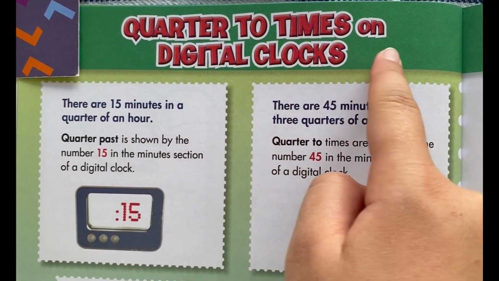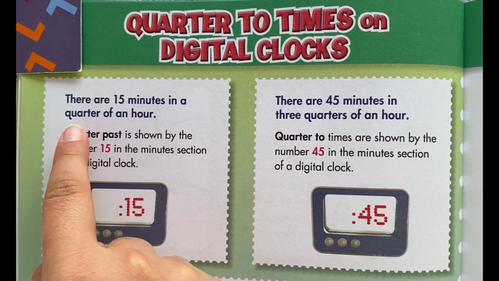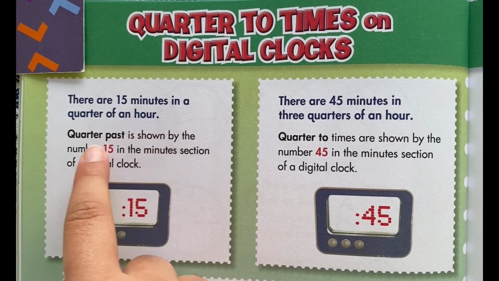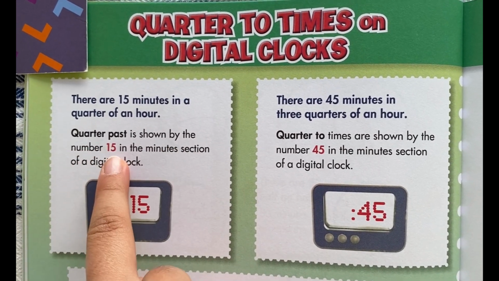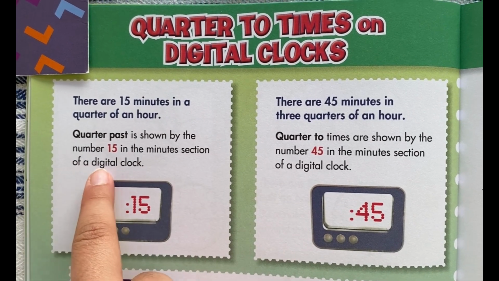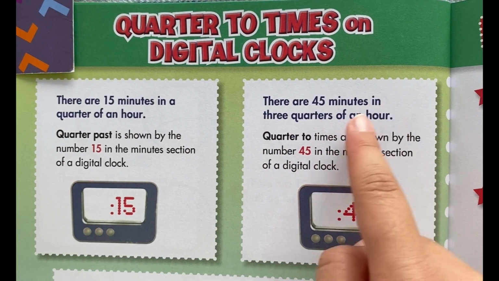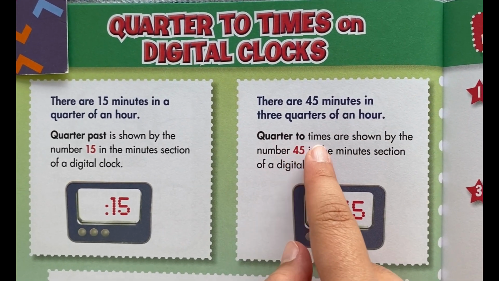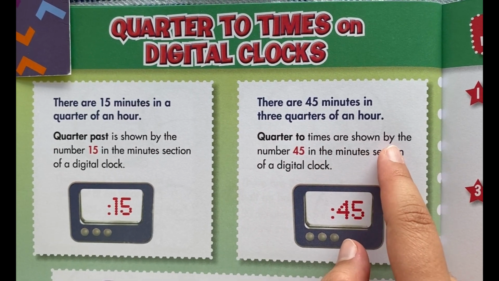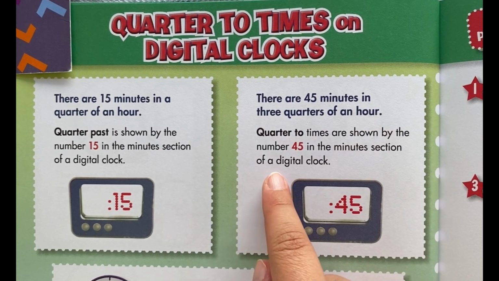Quarter to and quarter past times on digital clocks. There are 15 minutes in a quarter of an hour. Quarter past is shown by the number 15 in the minute section of a digital clock. There are 45 minutes in 3/4 of an hour. Quarter to times are shown by the number 45 in the minute section of a digital clock.